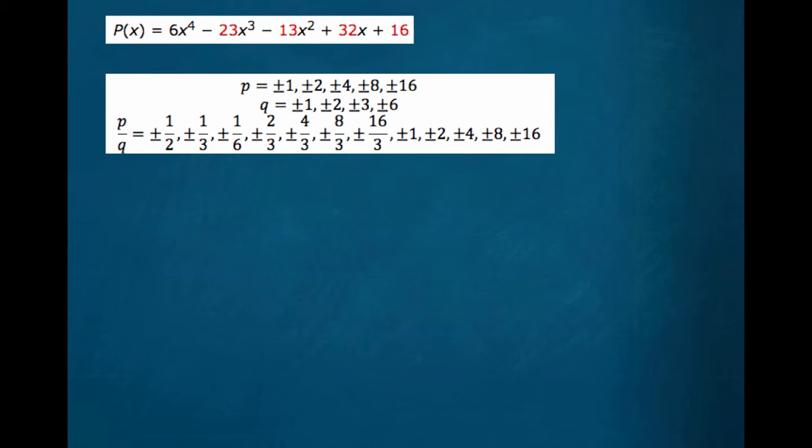Then all of the possible rational roots for this polynomial would be of the form p over q. So we have plus or minus a half, plus or minus a third, plus or minus a sixth, plus or minus 2/3, plus or minus 4/3, and all we're doing is putting all these numbers over all of these numbers, and then just not duplicating ones that show up more than once. On down here are just the values that we have for p if they were each placed over 1.